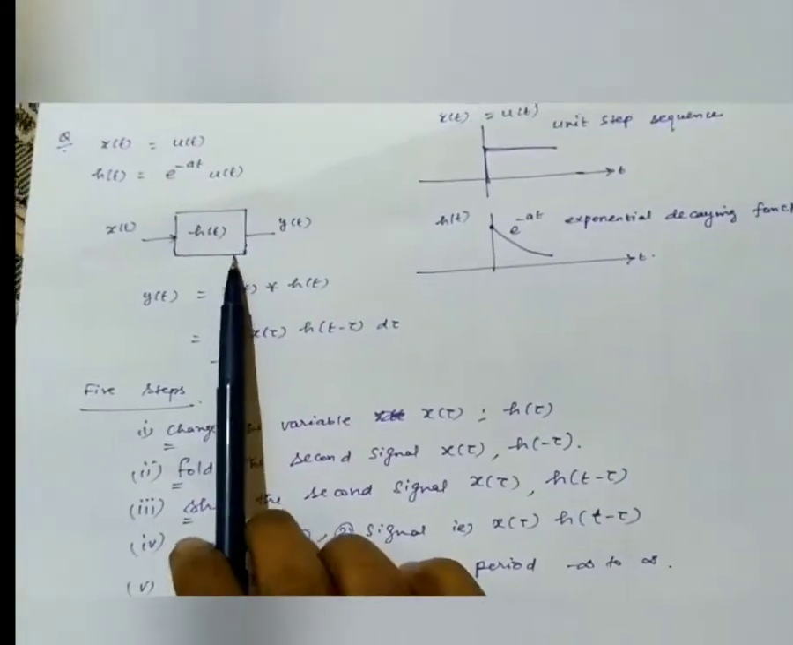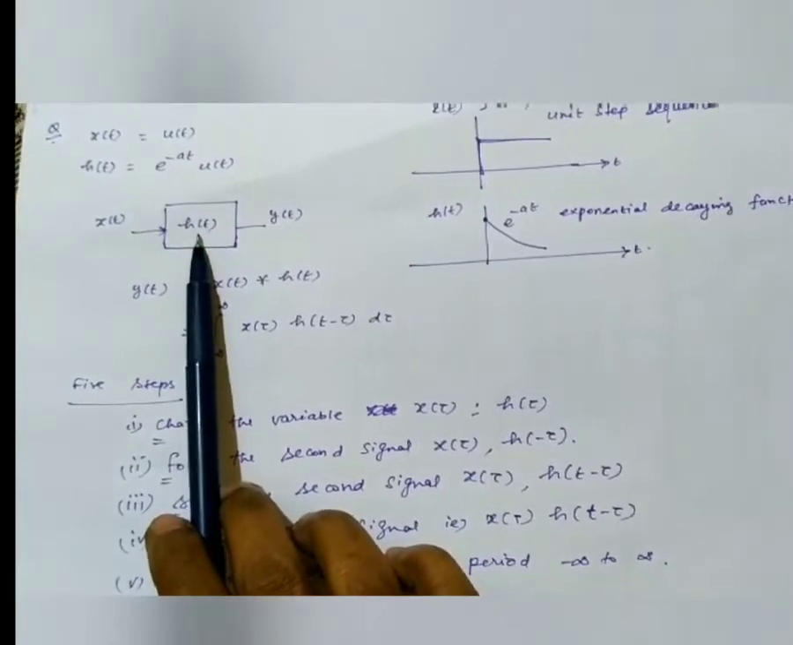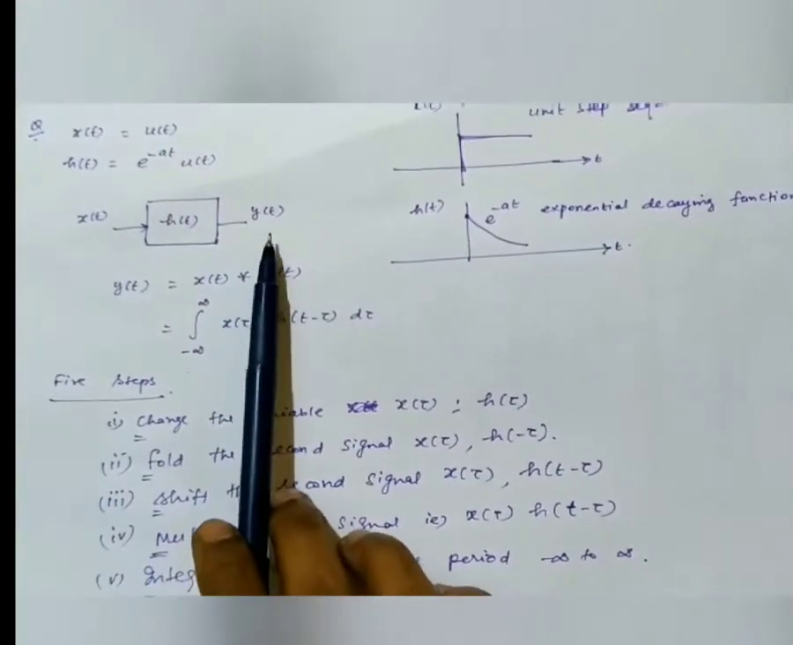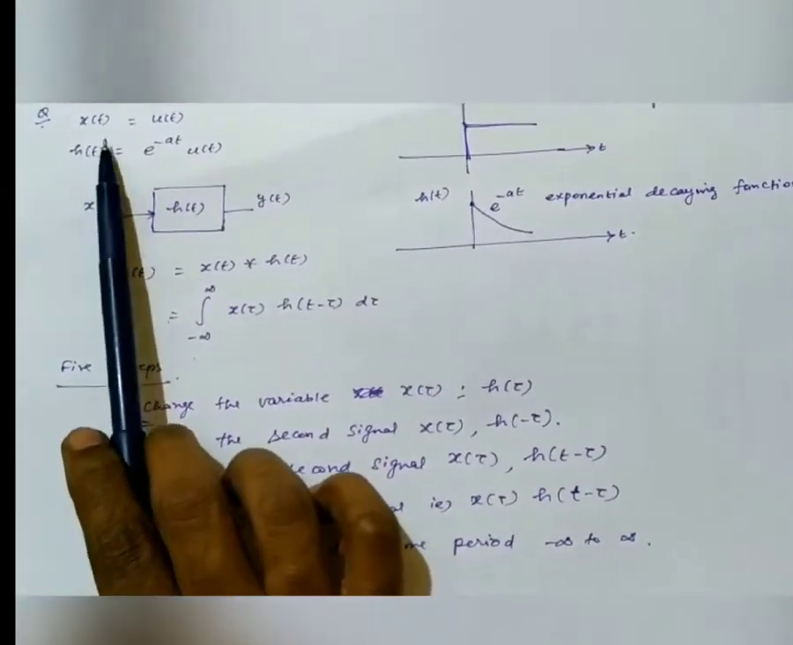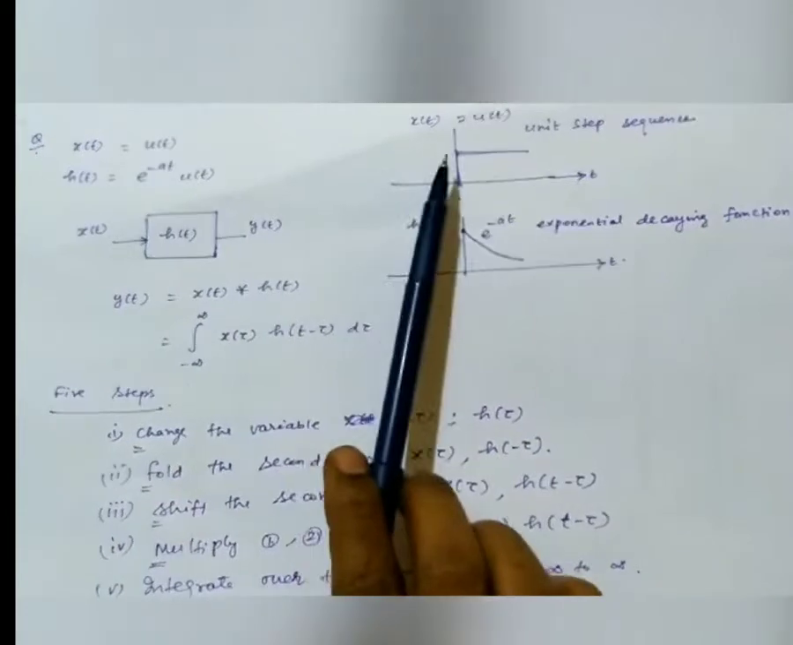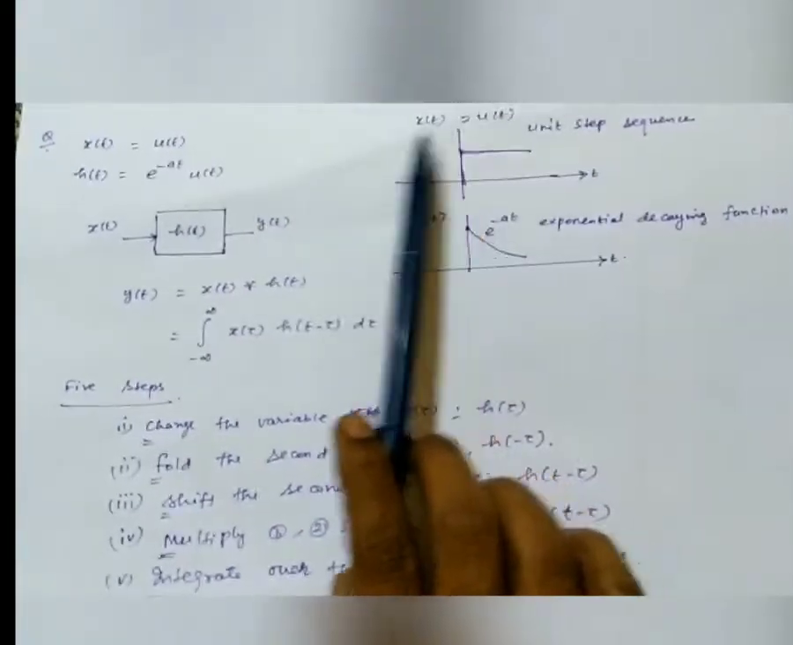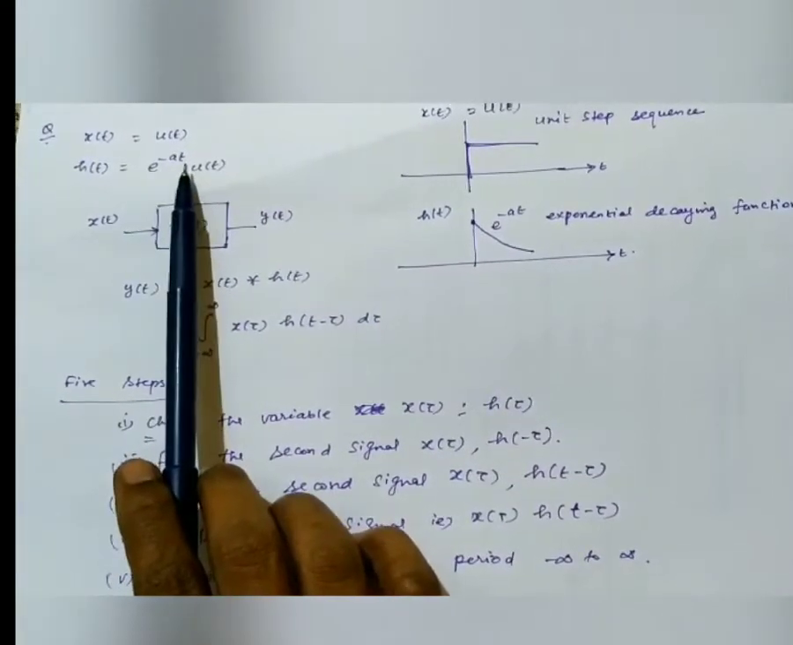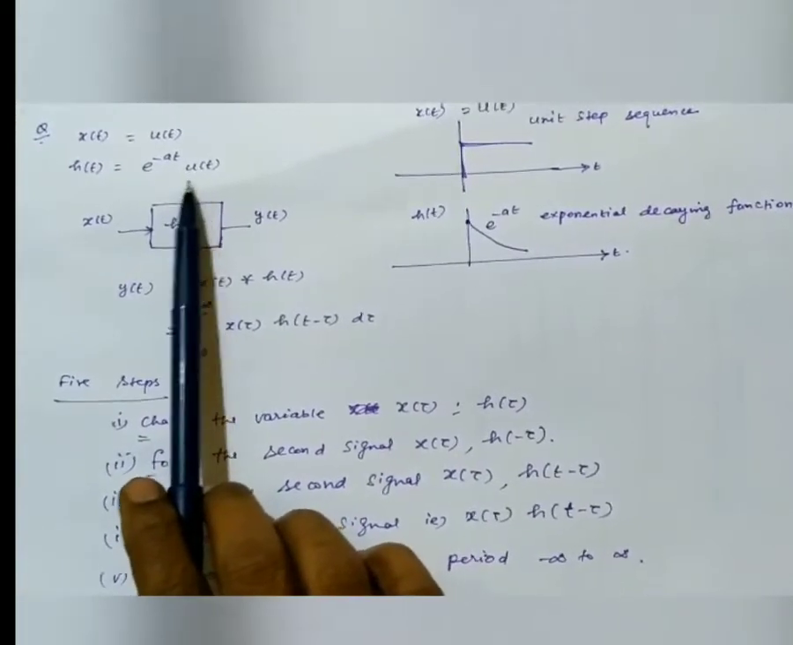So here, suppose we have the LTI system whose impulse response is h of t, and a given input is x of t, the output is y of t. Now here the question is asked, x of t input is given as a step signal, so it is a unit step signal, as we know, unit step signal u of t, and the output is an exponential decaying function.